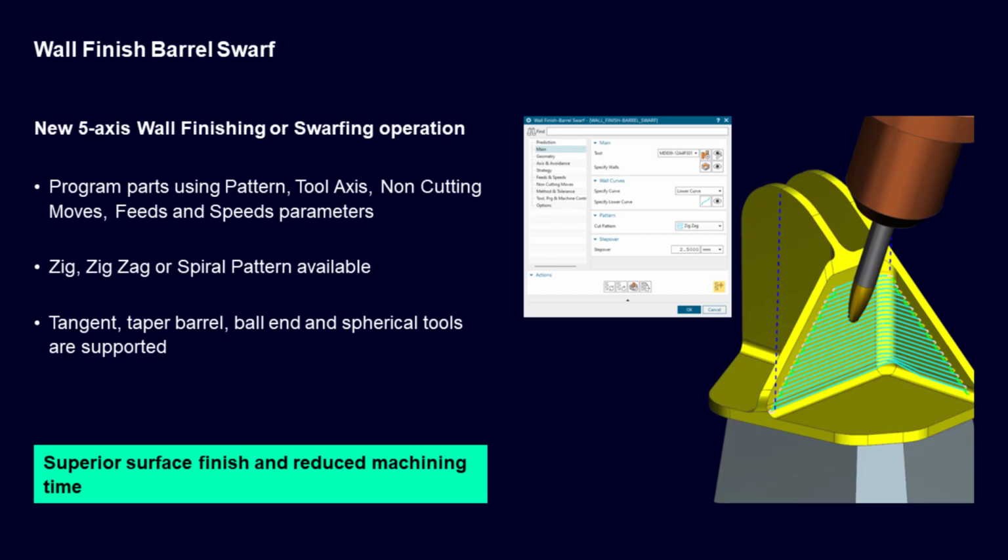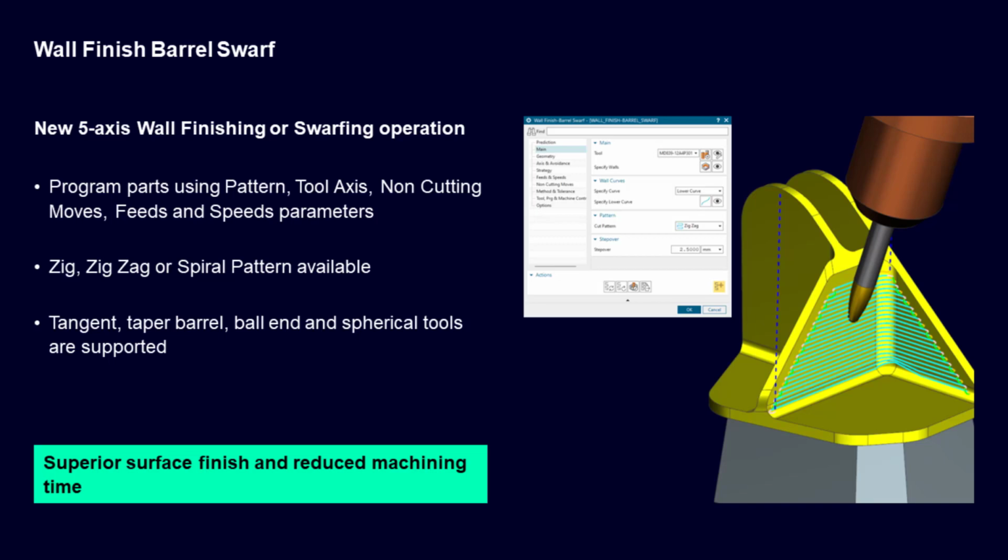A new wall finish barrel swarf operation subtype allows you to swarf deep planar or contoured walls using a 5-axis tool motion with tangent barrel, taper barrel, and standard barrel tools, using either zig, zigzag, and continuous spiral cut patterns. The purpose of this operation is to generate 5-axis barrel milling toolpaths for machining of steep surfaces or walls.